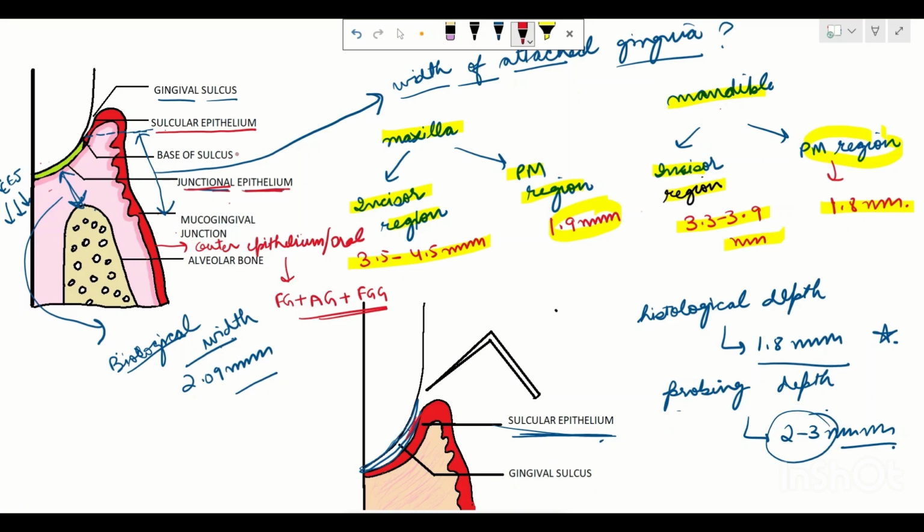All these three types of epithelium I will be covering in my next lecture.